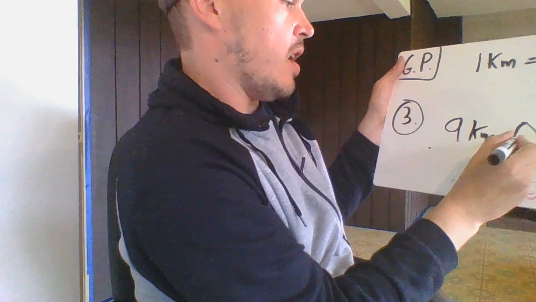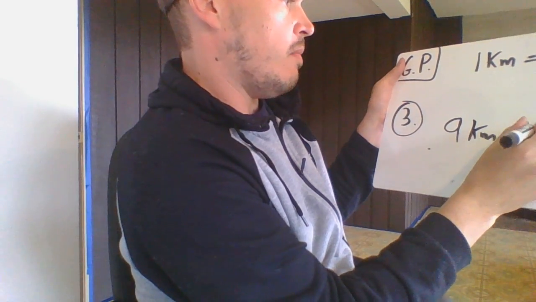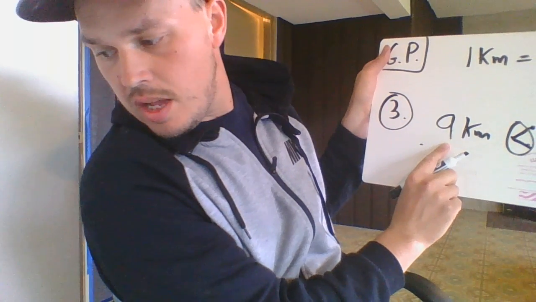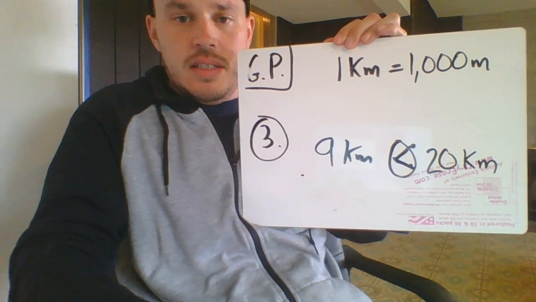This is 1 dot because it's smaller. The larger number gets 2. Connect them, and I'm going to say 9 kilometers is less than 20 kilometers.